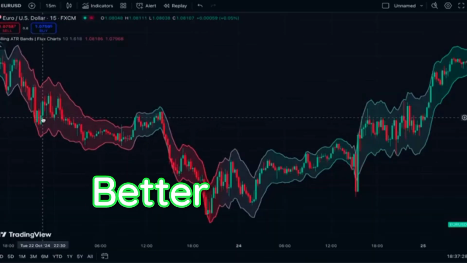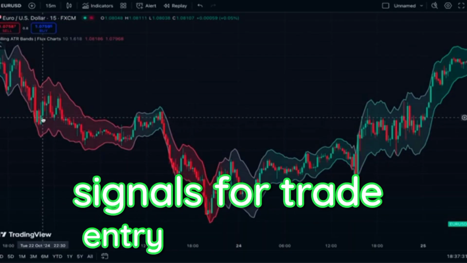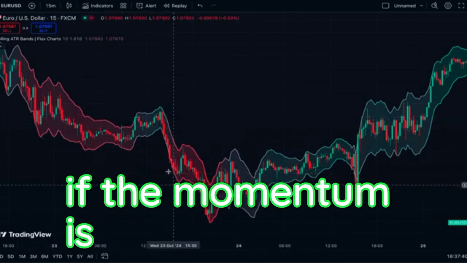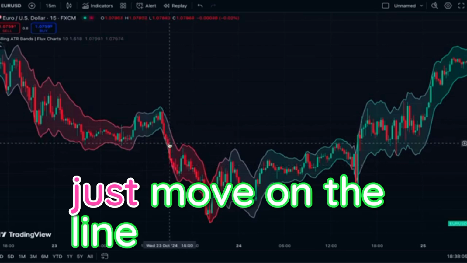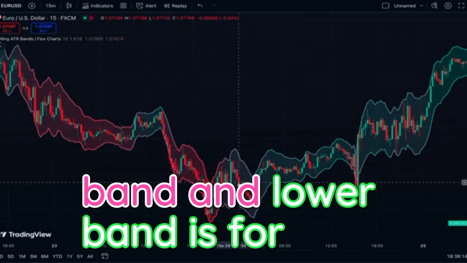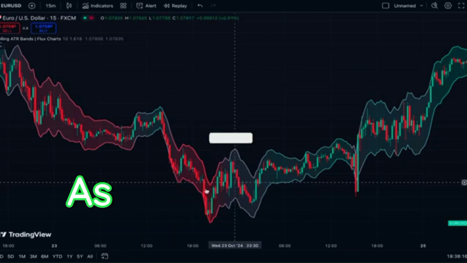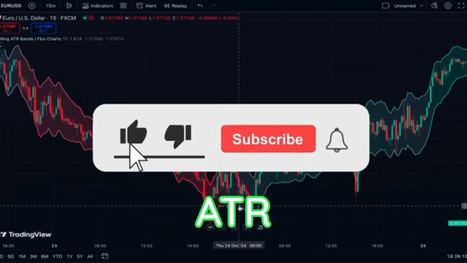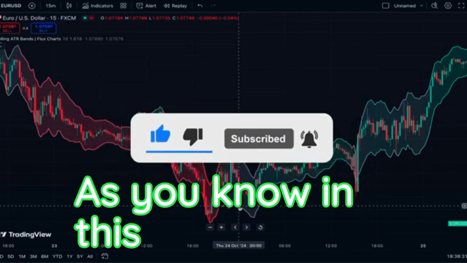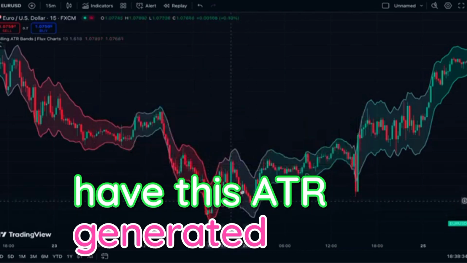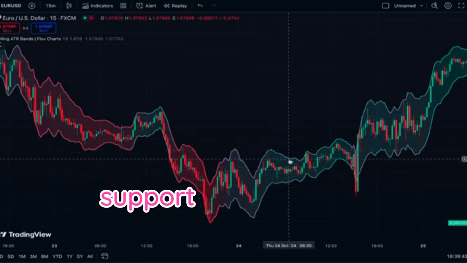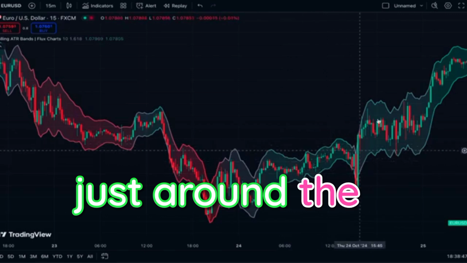Better not to focus on these signals for trade entry because many of the times they just happen in the pullbacks, or if the momentum is strong, the price just moves on the line like here, as you can see. The best use case of the upper band and lower band is for setting stop loss and trailing stop loss. As I said, the band is built based on ATR, and ATR is a perfect indicator for setting stop loss. As you know, in this indicator we have these ATR generated bands that are just overlaid on the price chart, providing dynamic support and resistance levels just around the price, as you can see.